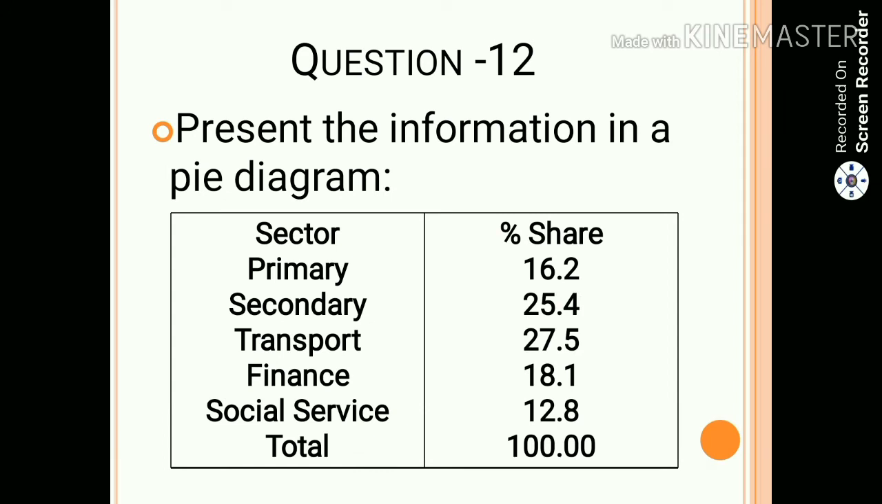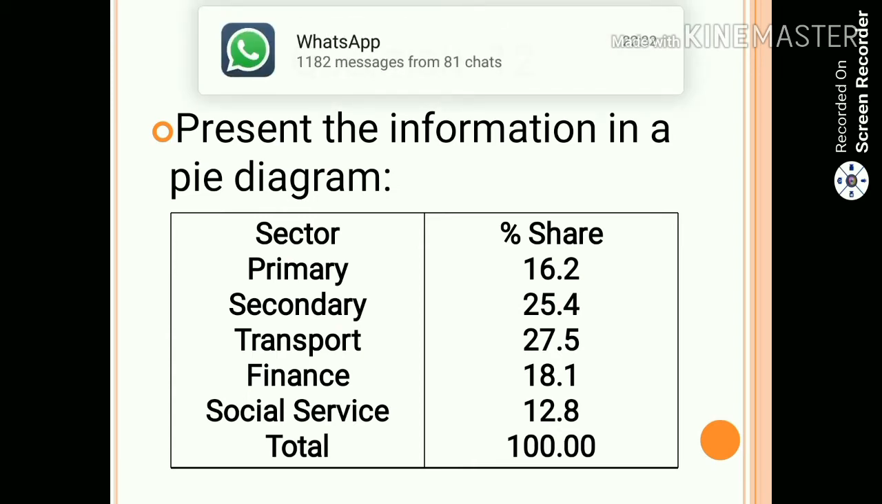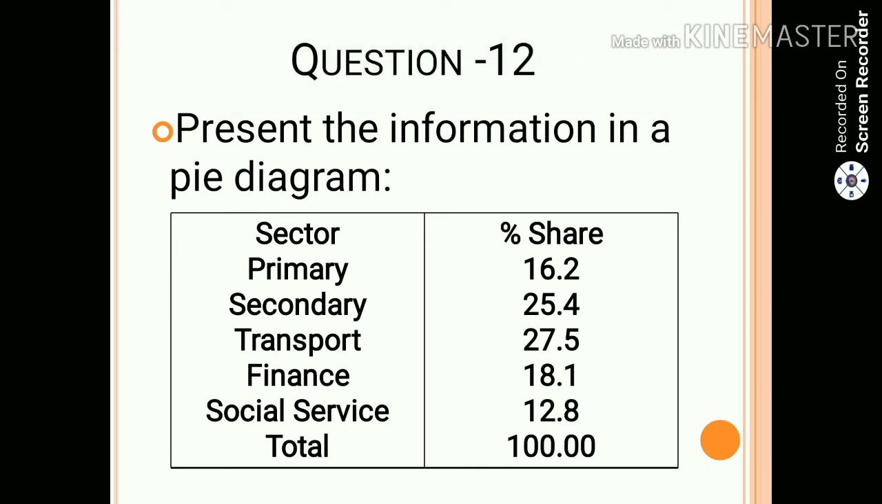Question number 12: present the information in a pie diagram. Sectors are given: primary, secondary, transport, finance, social service, and total. And the percentage shares are given: 16.2, 25.4, 27.5, 18.1, and 12.8. That is 100%. So you have to present the information in the pie diagram.